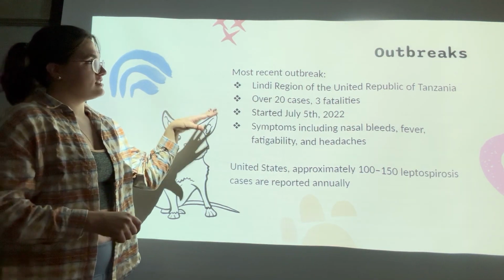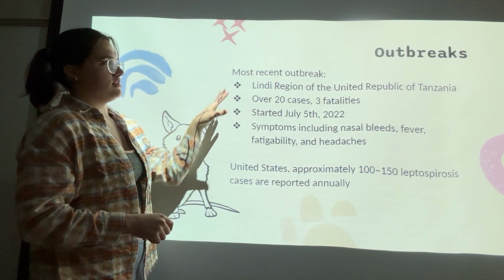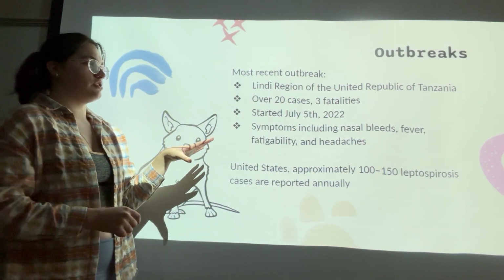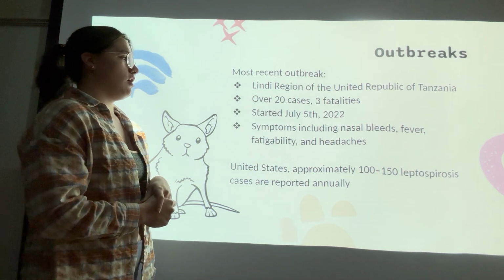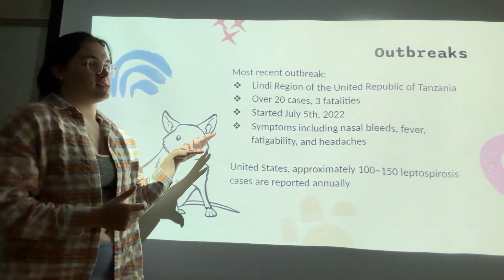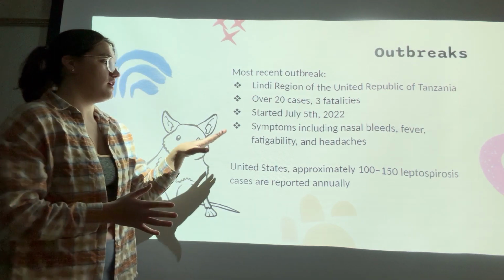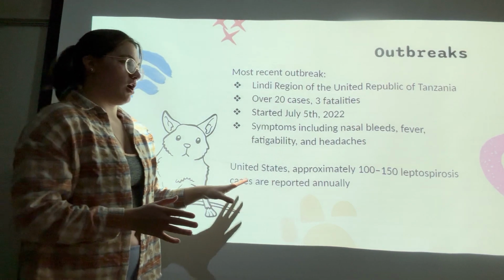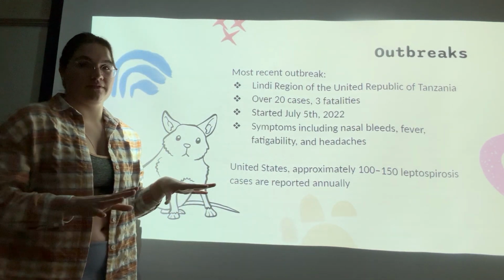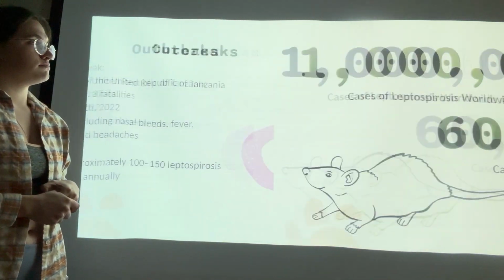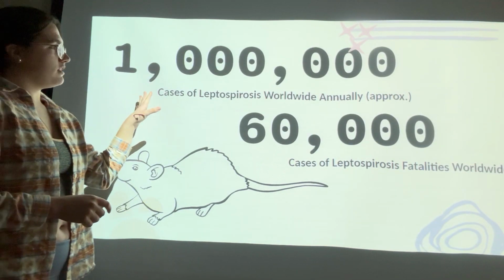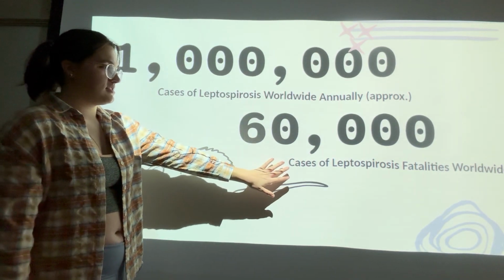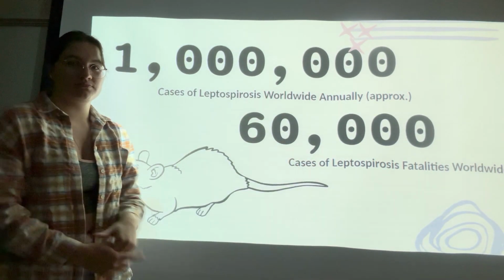This is the most recent outbreak that I could find. It was in Tanzania. There were over 20 cases and 3 fatalities, and it started July 5th, 2022. The most common symptoms in this outbreak included nasal bleeds, fever, and headaches. And in the United States, we have approximately 100 to 150 cases reported every year. So there's about 1 million cases worldwide, approximately, and there's only about 60,000 cases that are fatal.